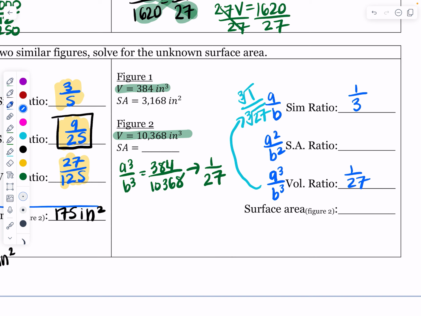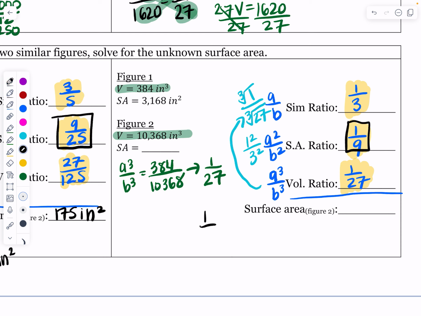And so then we're going to find our surface area ratio, where you take A and B, which are 1 and 3, and you square them, 1 squared over 3 squared. That is going to give me 1 over 9. So there are my 3 ratios: similarity ratio, surface area ratio, and volume ratio. We're going to use those in order to find an unknown surface area. So which one do we work with? We're going to work with our surface area ratio.